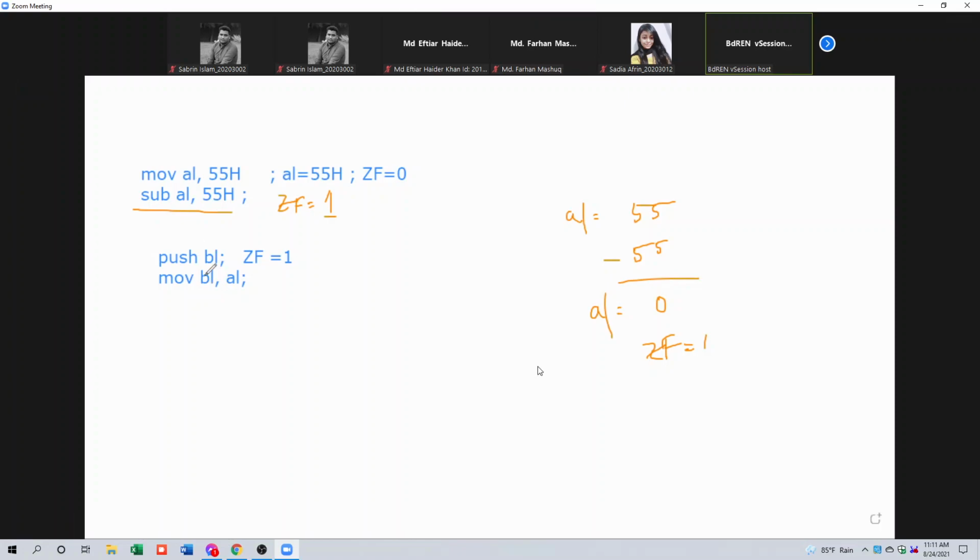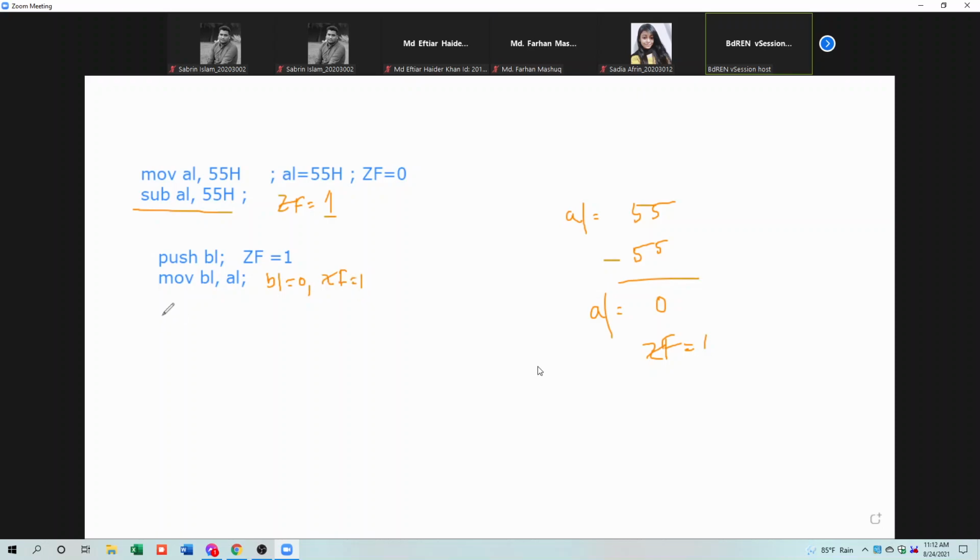So you're going to initialize the BL register by using the value of AL. So now BL equals 0. And then what will be the value of ZF? This move operation will not change the value of the ZF register. So ZF equals 1.